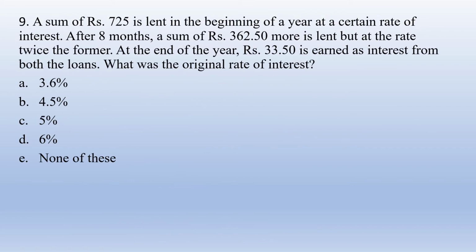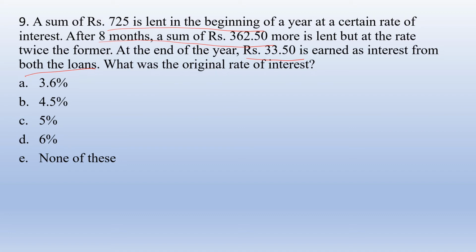Question number 9. A sum of rupees 725 is lent at the beginning of the year at a certain rate of interest. After 8 months, a sum of rupees 362.5 more is lent but at the rate of interest twice the former. At the end of the year, rupees 33.5 is earned as interest from both the loans. The question asks what was the original rate of interest. So we have to find the rate of interest.